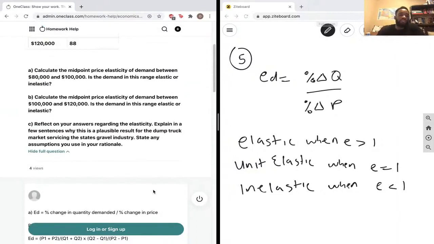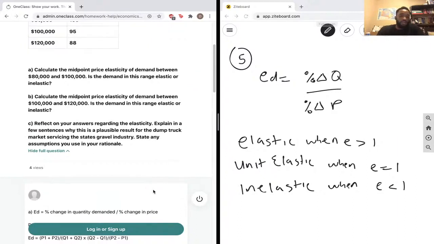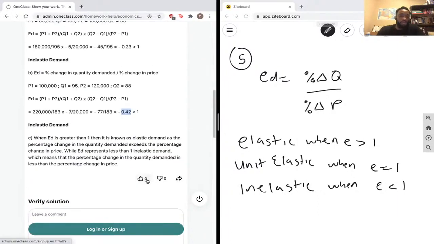And part C says, reflect on your answers regarding the elasticity. Explain in a few sentences why this is a plausible result for the dump truck market and servicing the state's gravel industry. State any assumptions you use in your rationale.